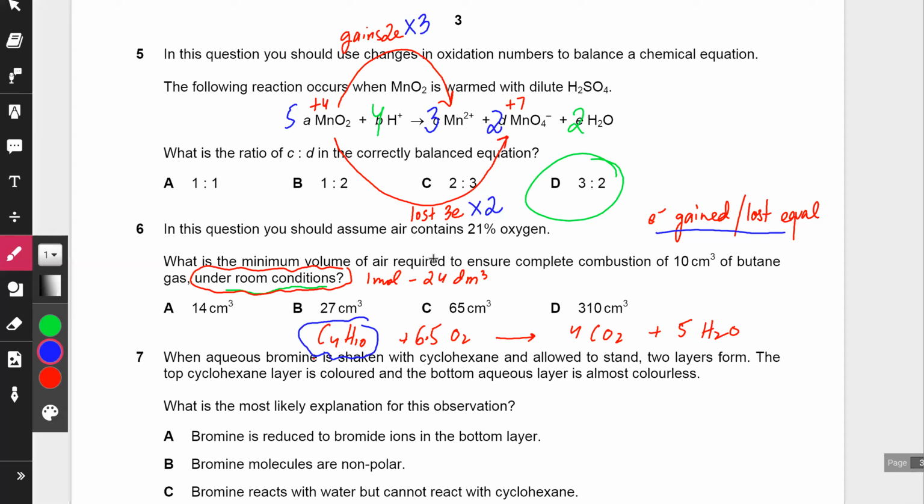Another thing about gases: mole ratio and volume ratio of gases is going to be exactly the same. So if there's 10 cm cube of this, then there would be 65 cm cube of O2. Remember this. You can get the answer by calculating moles, but there's no need to. For gases, the mole ratio and volume ratio is always exactly the same. So if there's 10 cm cube of hydrocarbon, it's 1 to 6.5, so 10 would react with 65. If one produces 4 CO2, 10 cm cube would produce 40 cm cube. So you can answer this question directly. So the answer should be 65 cm cube or not. Is 65 the correct answer or not?